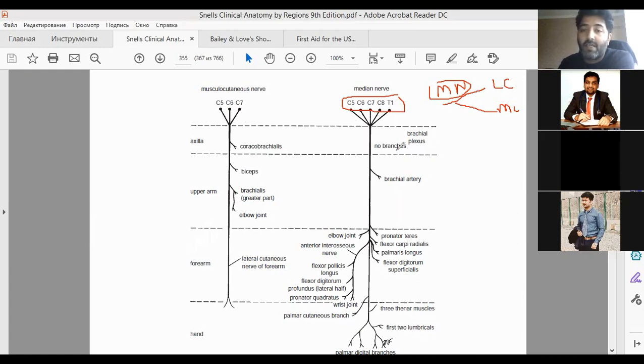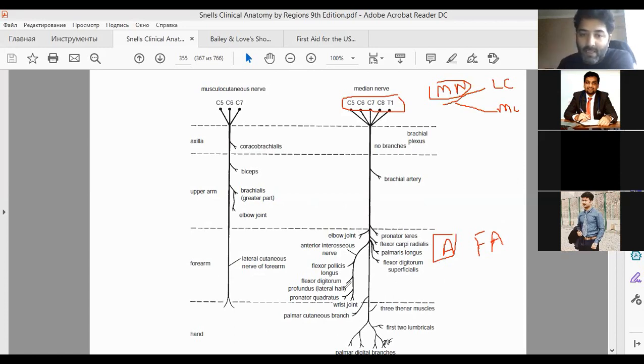Now see here, it does not give branches in the arm region, only some minor branches to the brachial artery. Its main branches innervate the anterior compartment of the forearm. All the muscles of the anterior compartment of the forearm are innervated by the median nerve except two muscles.